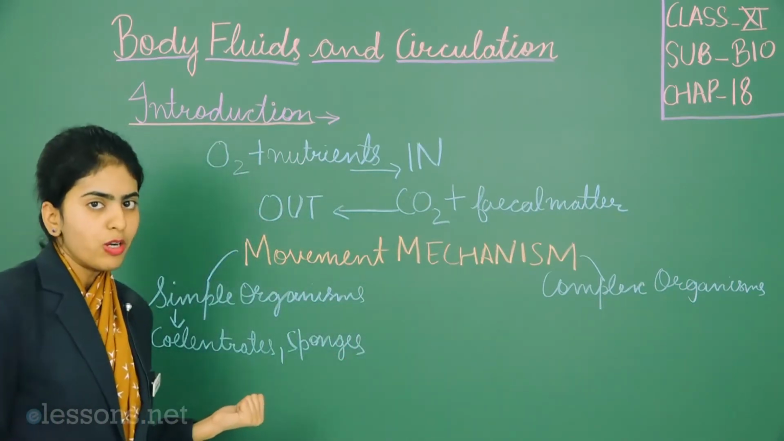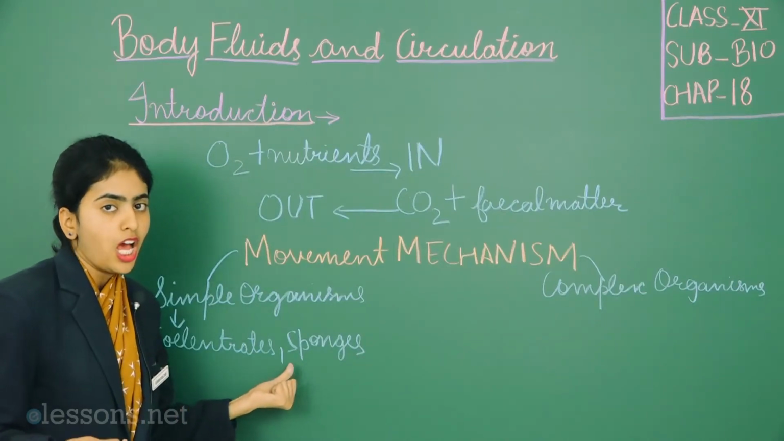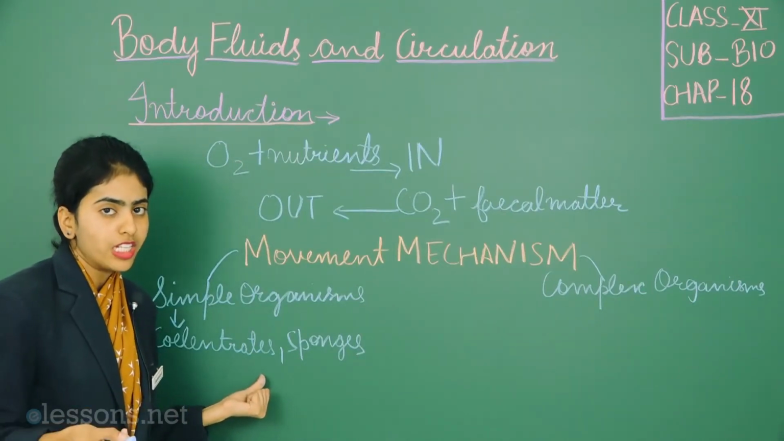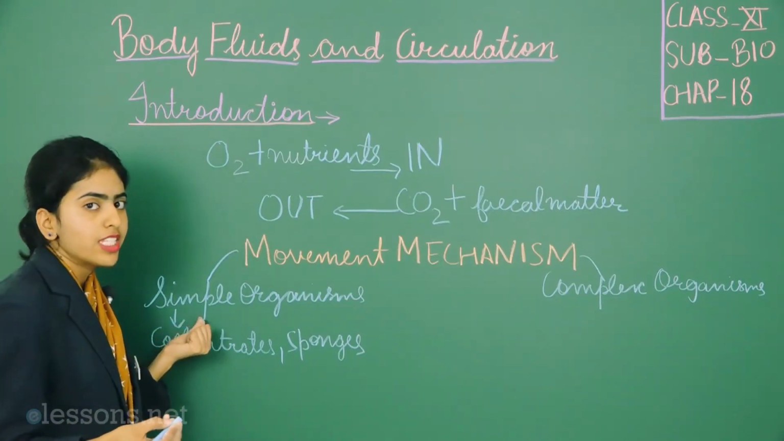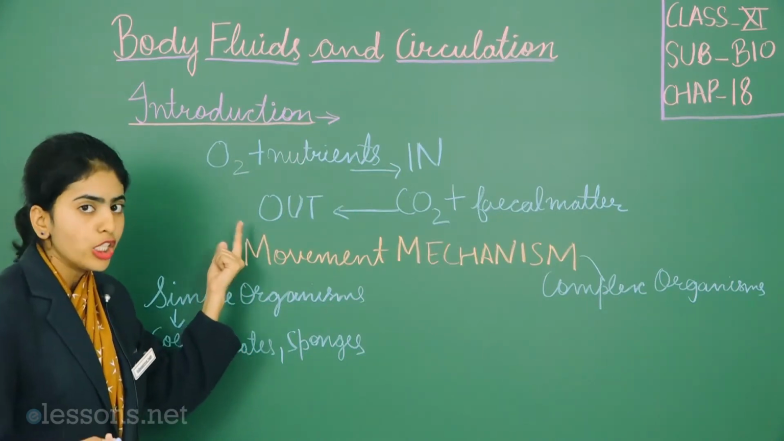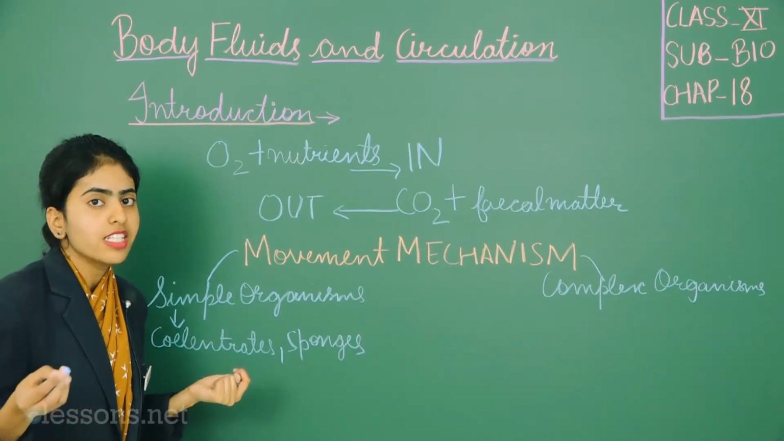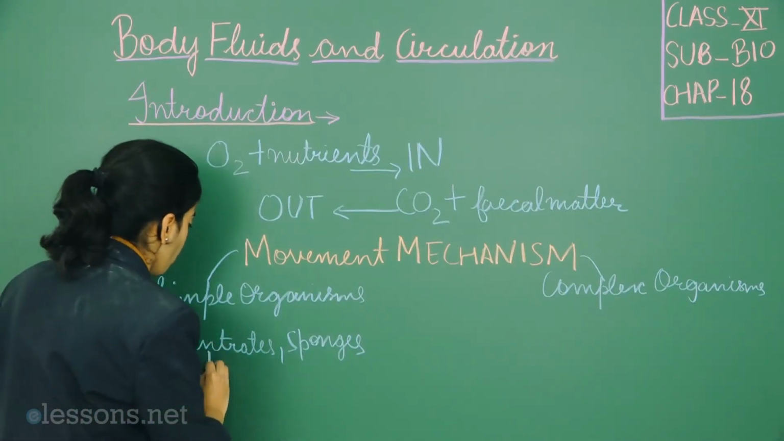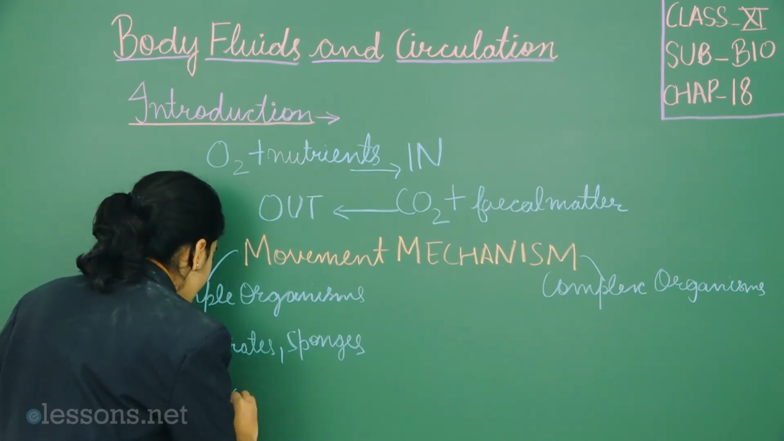We have studied about these in our earlier chapters, that coelenterates, sponges are the most lower organisms or the lower invertebrates. So they have the simple process of transportation of oxygen and nutrients in their body. So what facilitates this transport? Body cavities.